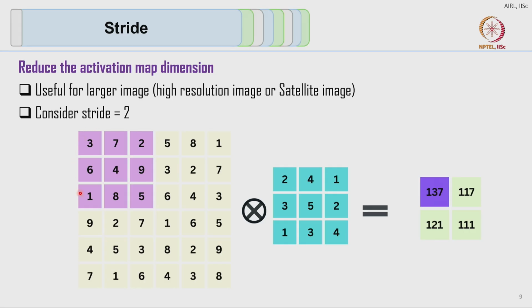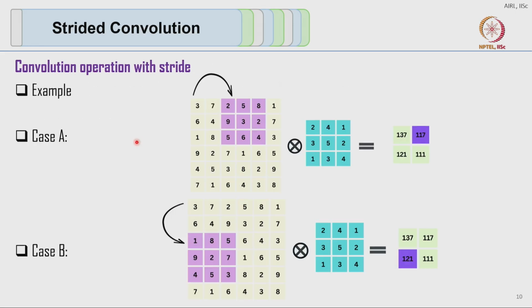First, I take the first 3 cross 3 pixels. The next one, I shift by 2 and take this pixel and operate. If you want to understand, it will be easier here. See, when I do this, I jump by 2 pixels down and create the activation map. So you can use stride also to reduce the dimension of the image to smaller when you have a high dimensional image, 1K resolution.